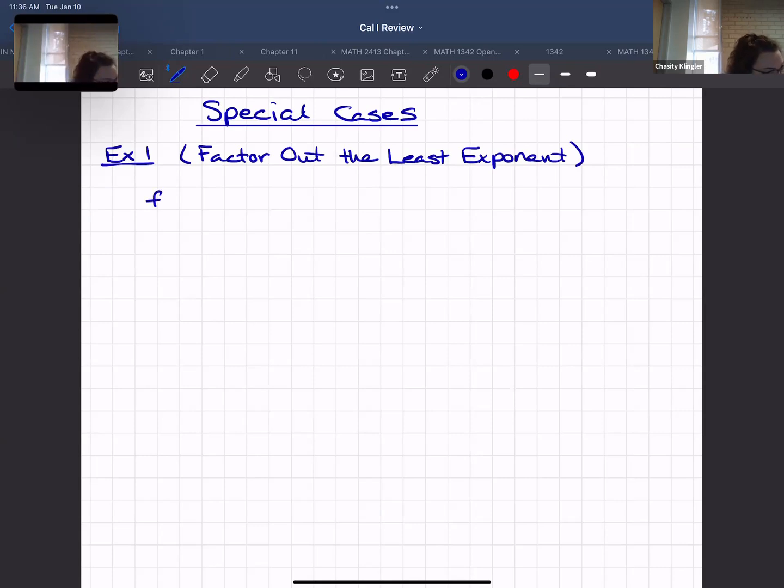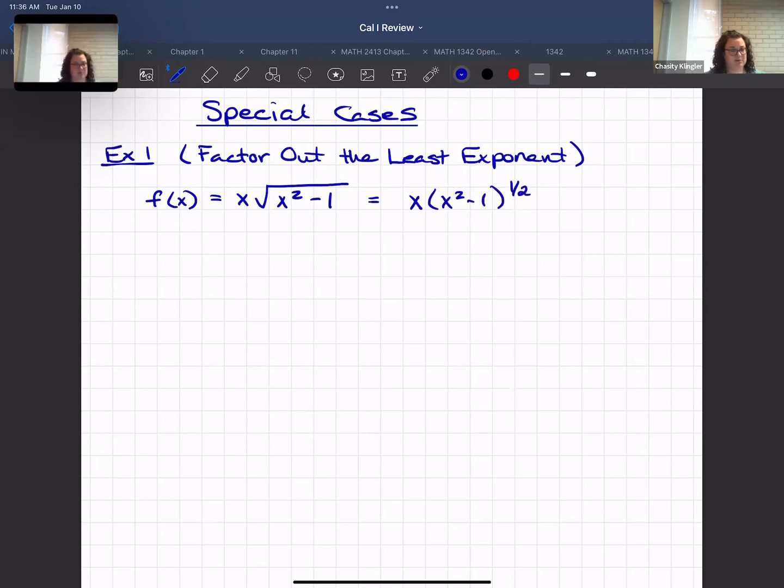So let's say we have f of x equals x times the square root of x squared minus 1. Usually anytime you're taking the derivative or integrating, change any radicals to exponents. So let's go ahead and change that to x times (x squared minus 1) to the 1/2, because that's going to give you the option to use the power rule, which we know how to use. Okay, we turn that into something we can work with.